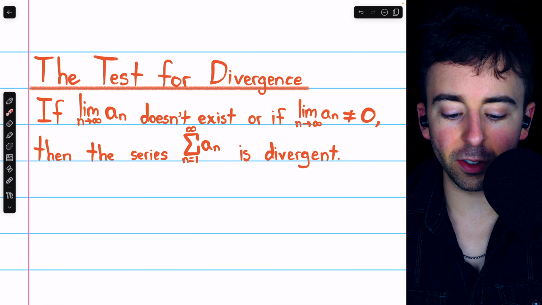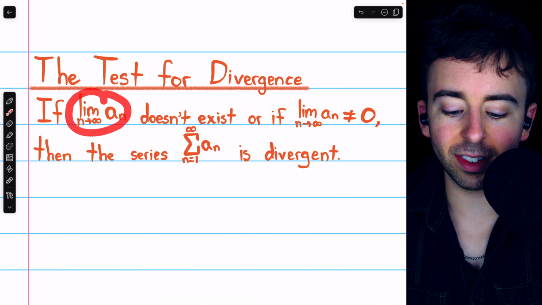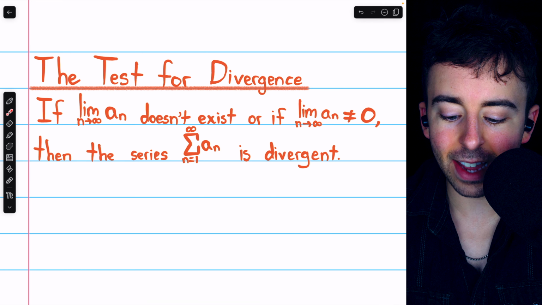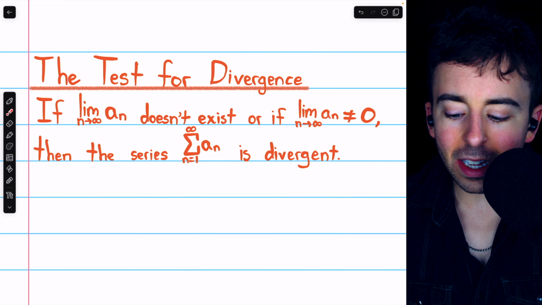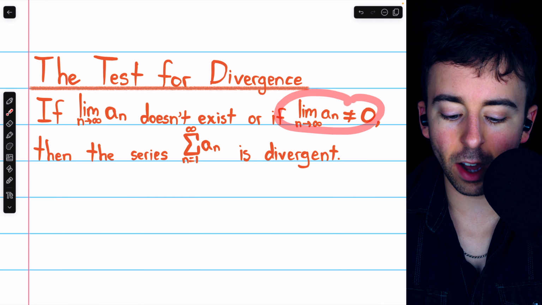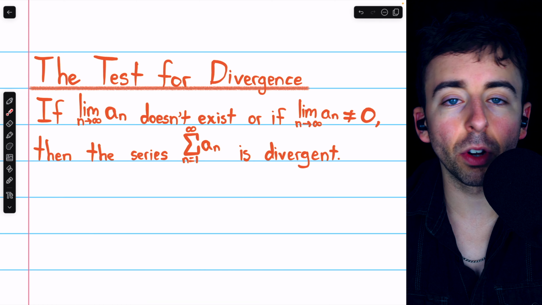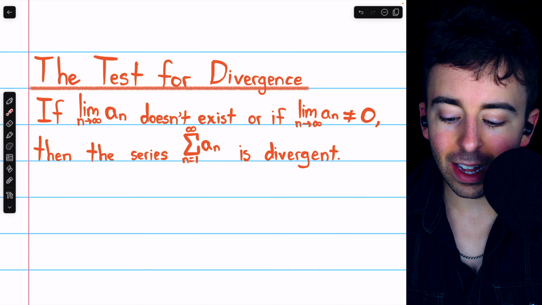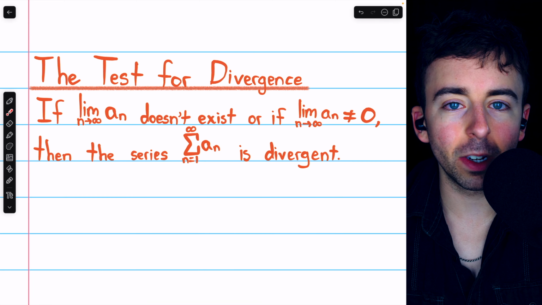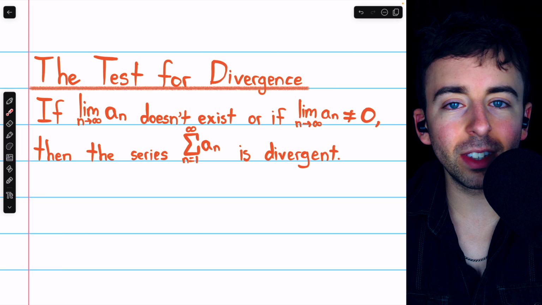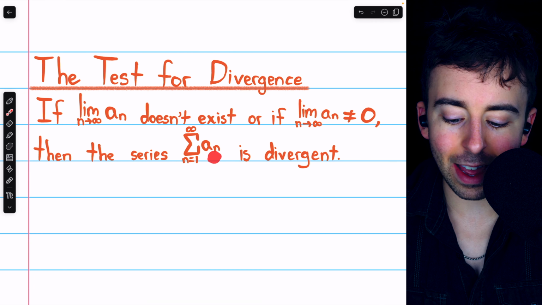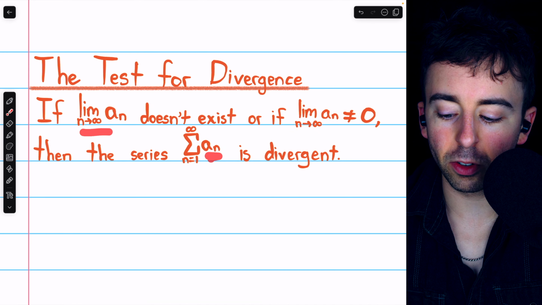The test for divergence says that if the limit of a sequence of terms an doesn't exist, or even if it does exist but is not equal to 0, then the series which adds those terms of the sequence together is a divergent series. So the only way for a series to converge would be if its terms converge to 0.